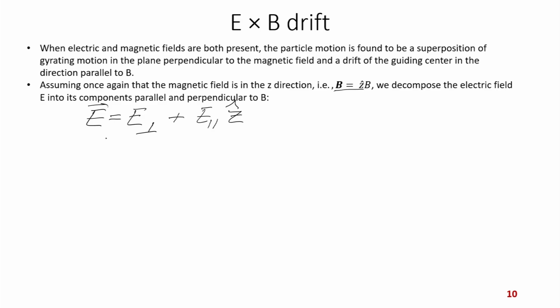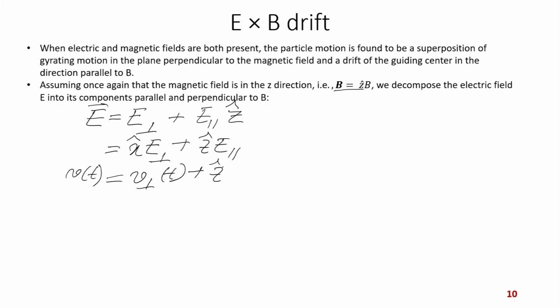Okay. Then we will take another assumption. Previously we considered the velocity in both x and y, but here we will consider only the x direction, without any loss of generality. So, this is a further assumption. And the velocity we will take as v perpendicular and then v parallel. These are all vectors.